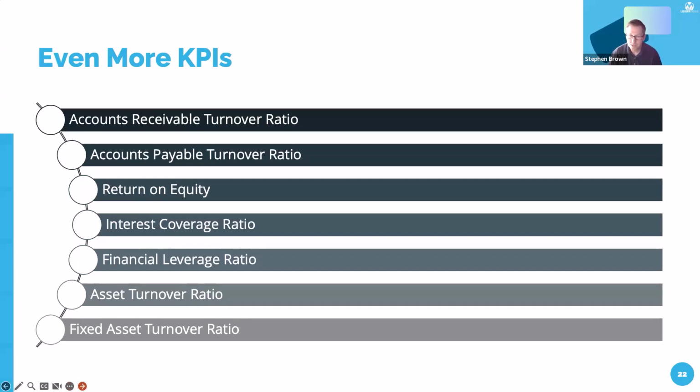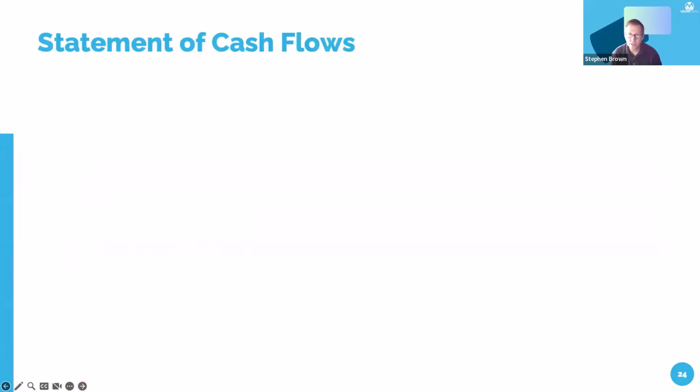Let's turn our attention to the statement of cash flows. So this is a really good one. If you came to workshop 1, we talked about accrual accounting. And accrual accounting is really good because it actually tells you how profitable you are, how you're actually performing. But you can have profits but not cash. And the question is, where did my cash go? Well, that's where the statement of cash flows comes in.